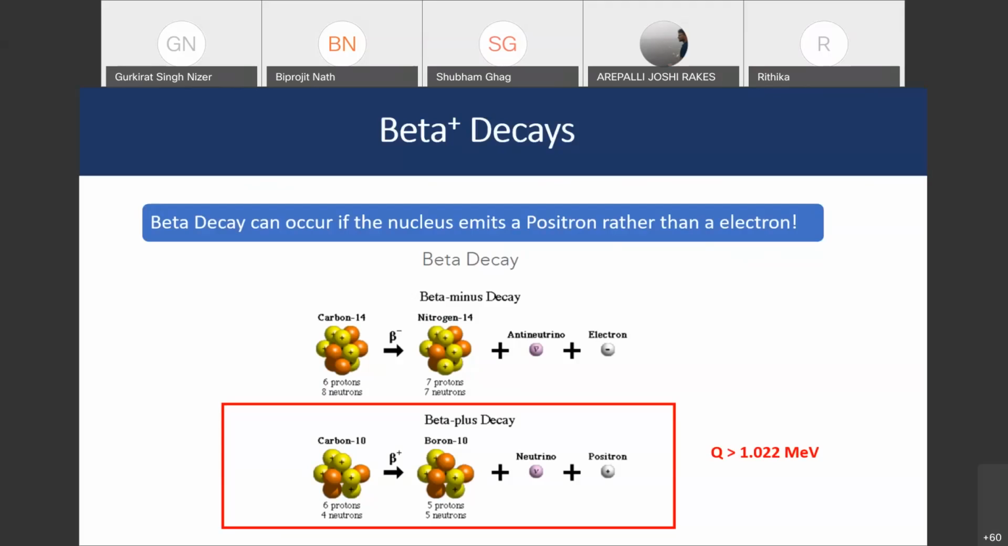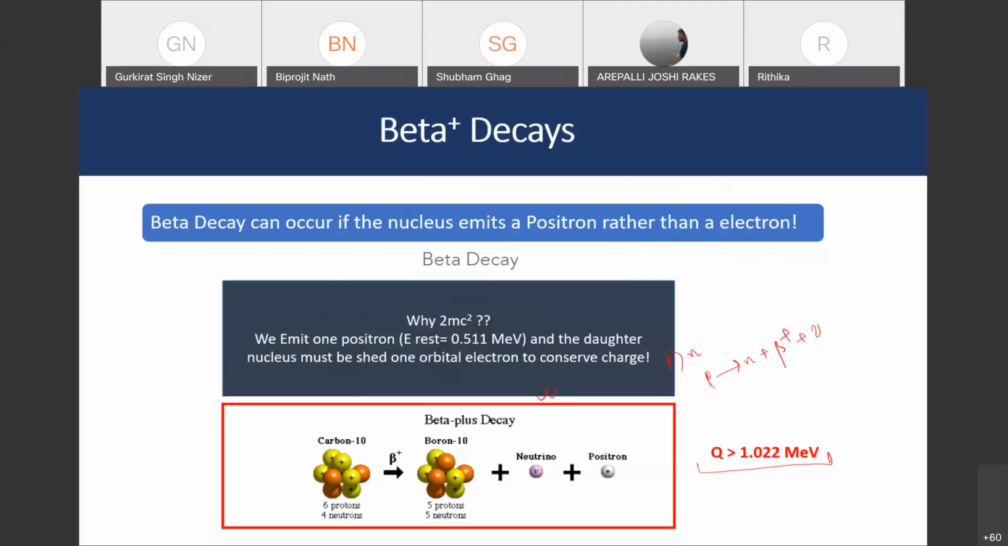So that's about beta plus decay, in which, as I have already told, the nucleus has more protons than neutrons. It converts a proton to a neutron, and along with it, it emits a positron and a neutrino. But this reaction is very expensive, because for this reaction to happen, we need a minimum of 1.022 MeV. If the energy is less than that, then this reaction is not possible. But why do we need 1.022 MeV? For a positron, the rest mass energy is about 511 keV, which is half of this 1.022 MeV.